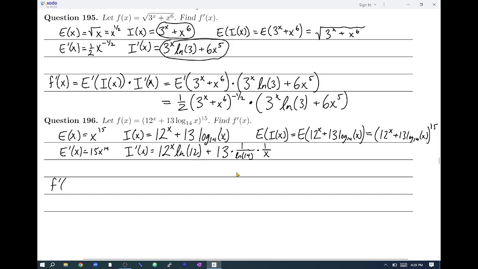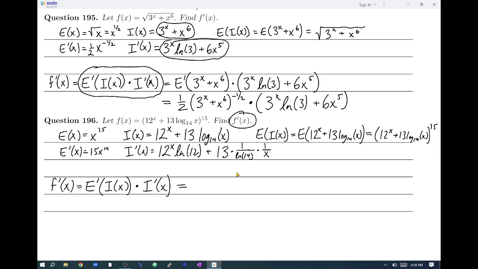Now to do the requested derivative, f prime of x, right? Find f prime of x using the chain rule. I'll just directly, just like here, write in the generic thing that the chain rule gives us. E prime of I of x times I prime of x. That's not problem specific. That's just generic for any composition to take the derivative. And now e prime of, replace the I of x that appears right here with the I of x that we have. I'll circle it right there, 12 to the x plus 13 times log base 14 of x.